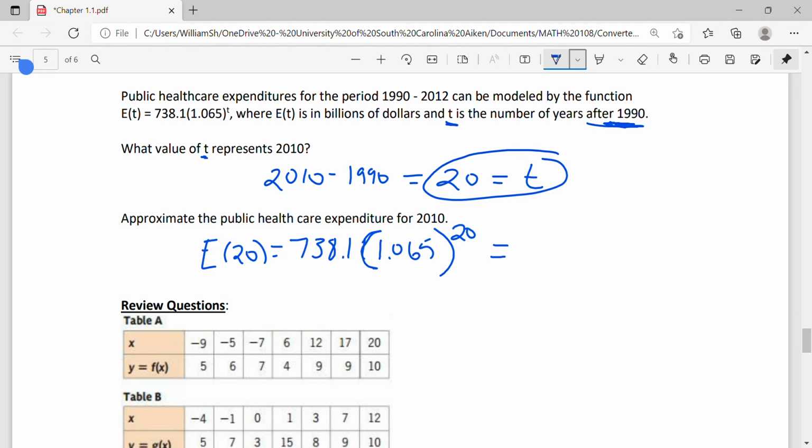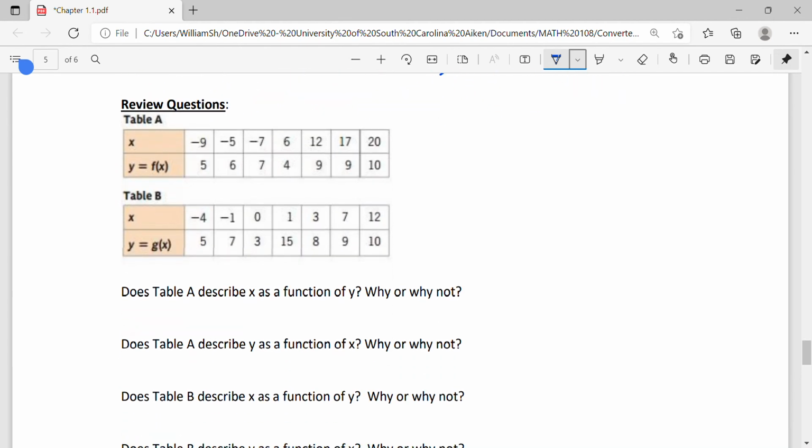Now, I typed in 738.1 times 1.065, which is raised to the 20, and I got 2,600.80. Okay, I'm going to round it to 2 decimal places. My calculator gave me way more than 2 decimal places, but I'm going to round it to 2 here. And that's what I get: 2,600.80.